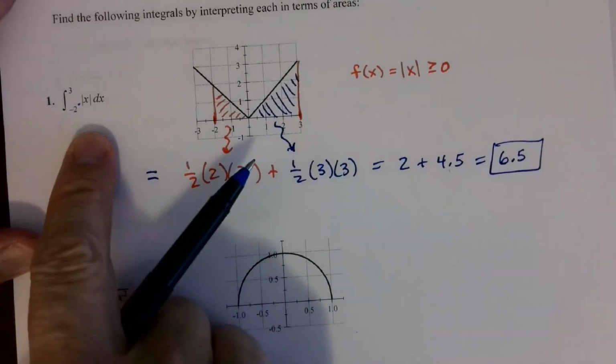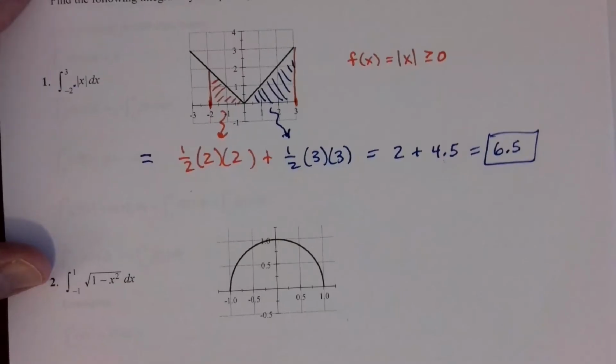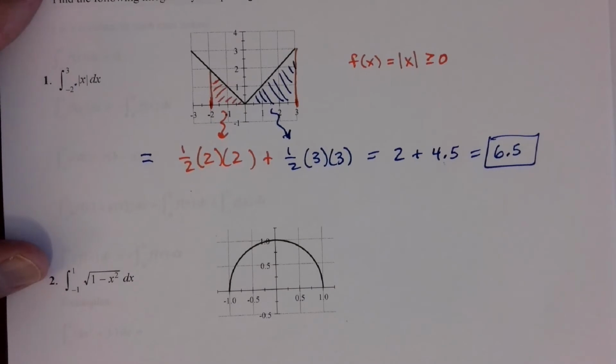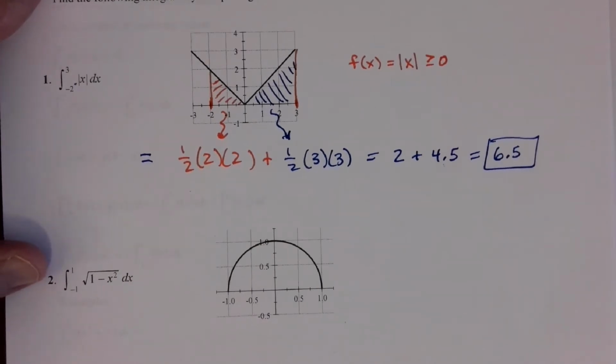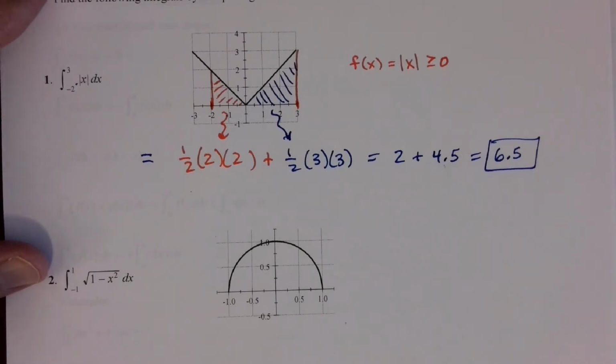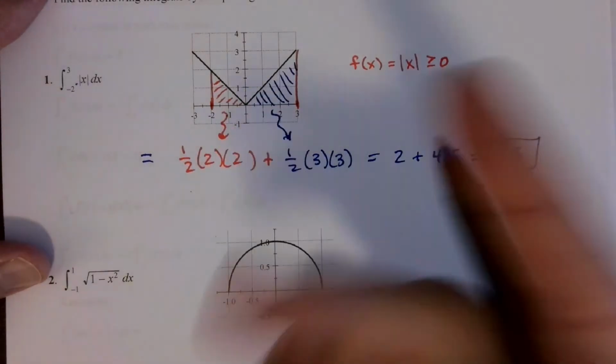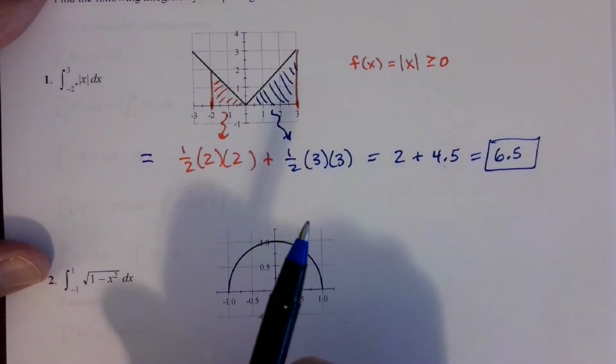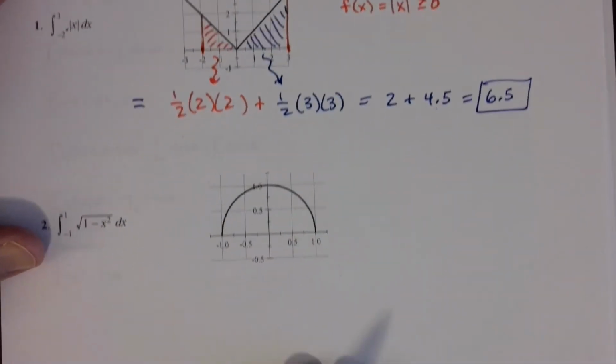Now, this is a way we can interpret it, right? If we can think about it graphically. We're not going to be able to do a lot of definite integrals this way because we're not able to get shapes like triangles and rectangles and things. Let's look at this one down here.